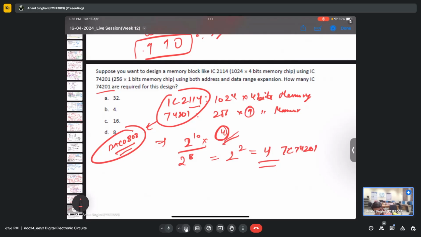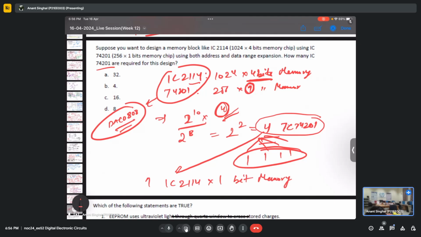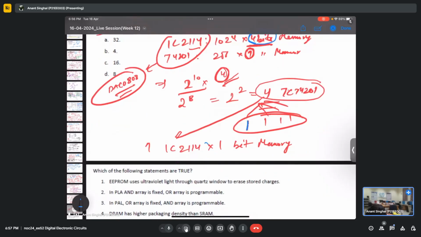So since we have this as a single bit, to cover 4 bits we'll require 4 of them individually, so that it can cover 4 bits. So what I'm trying to say here is, IC 2114 can have a single-bit memory. But in the question it is given, they have cleverly changed it to 4 bits. So for each of these, we will require 4 more ICs.